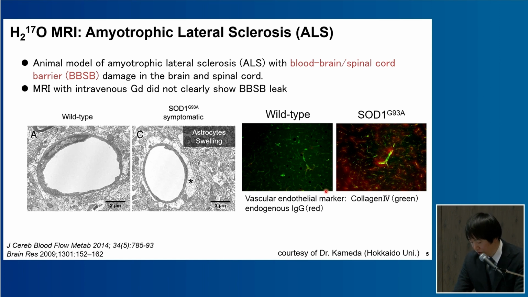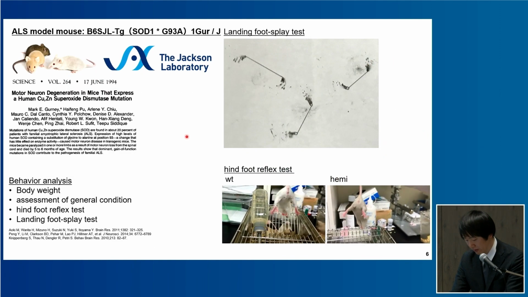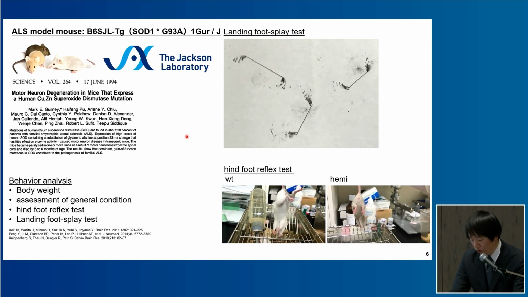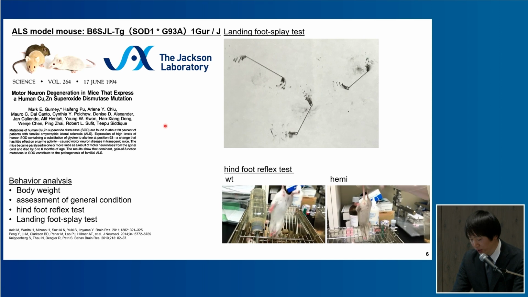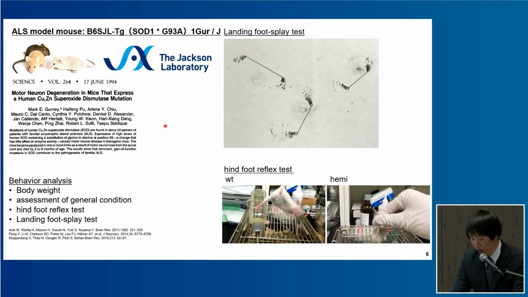Early impairment of the blood-brain and blood-spinal cord barrier and swelling of perivascular astrocytes are known in human ALS. Gadolinium contrast agents cannot evaluate this barrier leakage sufficiently. Therefore, we decided to evaluate abnormal brain water dynamics using O17 labeled water. We focused on SOD1 mice, which are ALS model mice expressing mutant human SOD1.